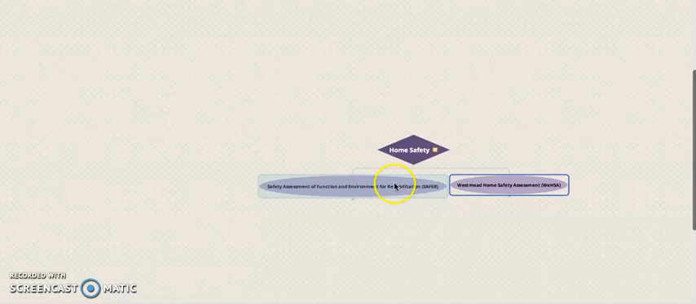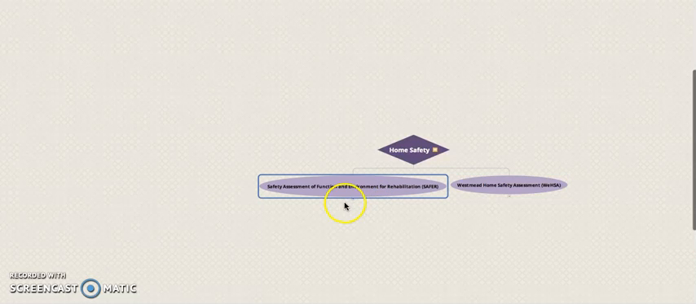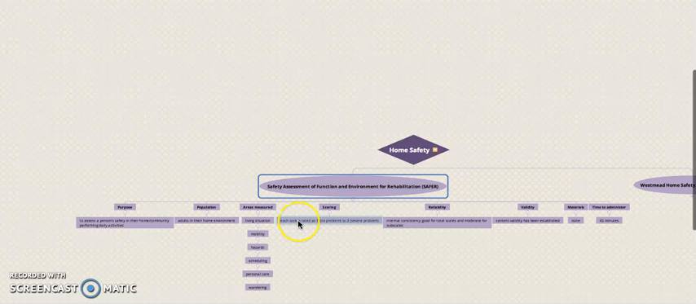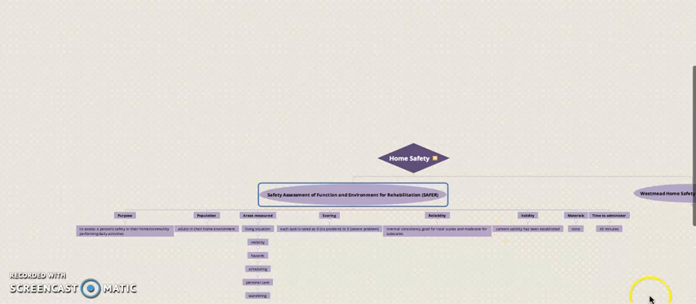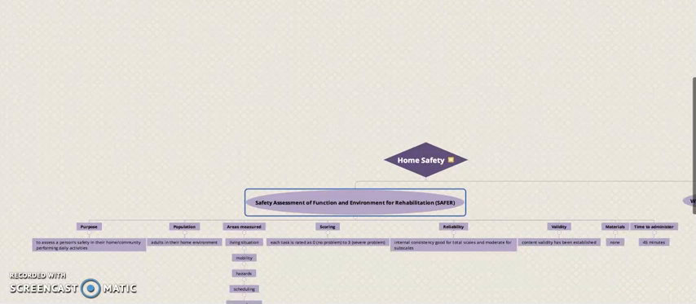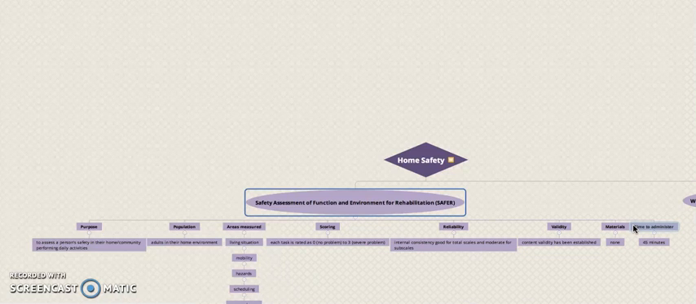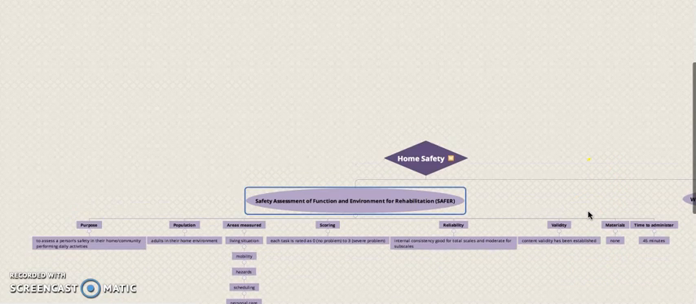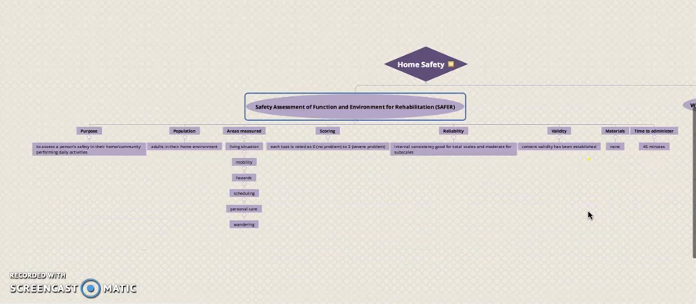For home safety, we have the SAFER, which stands for Safety Assessment of Function and the Environment for Rehabilitation. The purpose is to assess a person's safety in their home environment, and the population is adults in their home environment. Areas measured are living situation, mobility hazards, and scheduling. For scoring, each task is rated from 0, with no problem, to severe, which is a severe problem. Time to administer, 45 minutes.